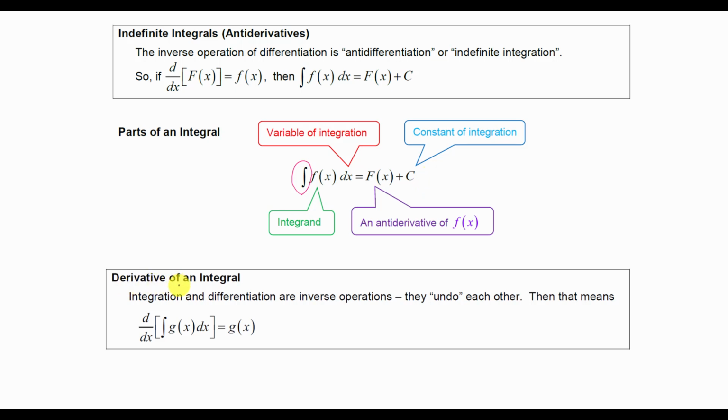Now, the derivative of an integral. Integration and differentiation are inverse operations. They undo each other. So if you take the integral of a function and then take the derivative again, you just get back to where you started, because you did inverse operations that undo each other, so you get back the original function that you started with, which is g of x.